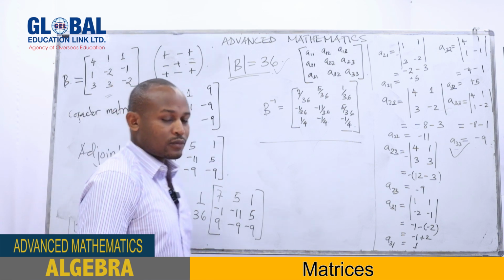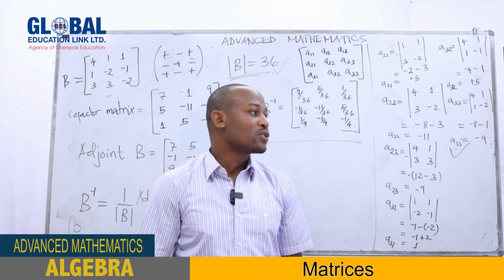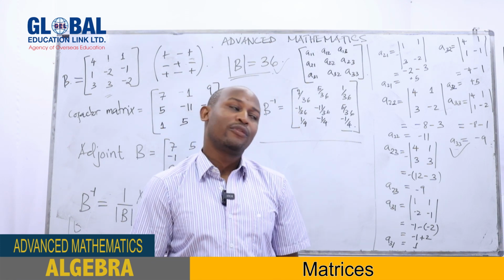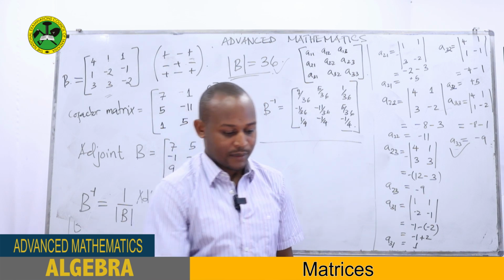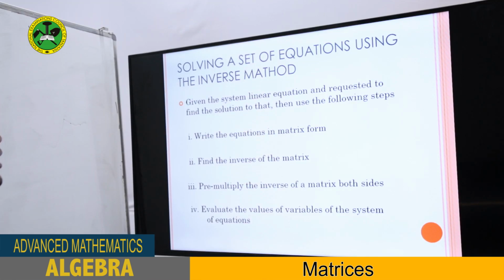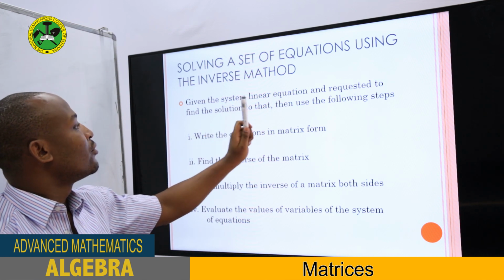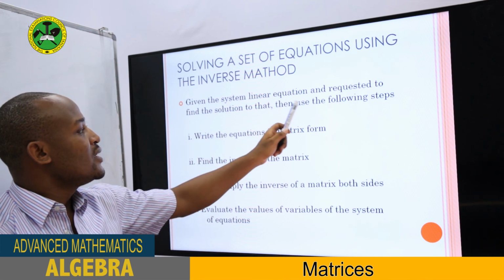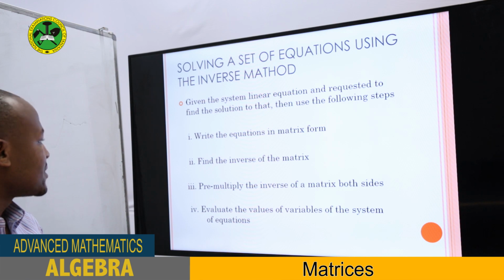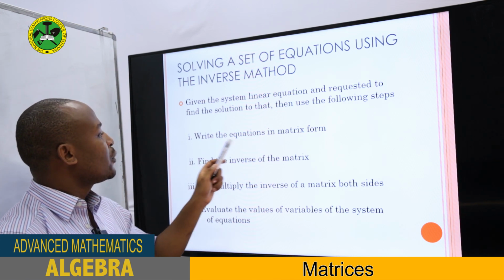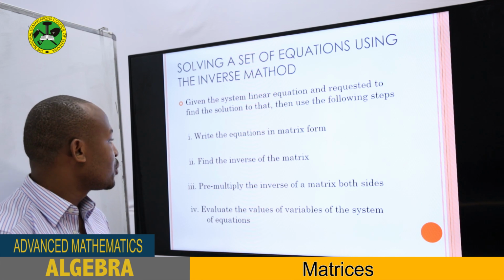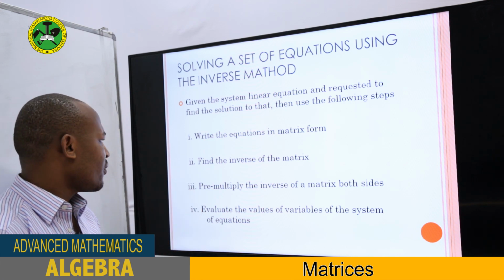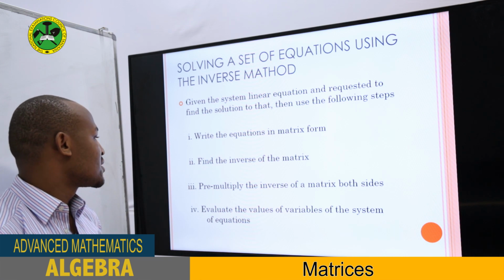Now let's see how we can solve a set of equations using the matrix method. My dear student, solving a set of equations using the inverse method, you must follow these procedures. Given a system of linear equations and asked to find the solution, use the following steps. And what are the steps? Let's see. Write the equations in matrix form. So you'll be given a set of equations, and then write that into matrix form.